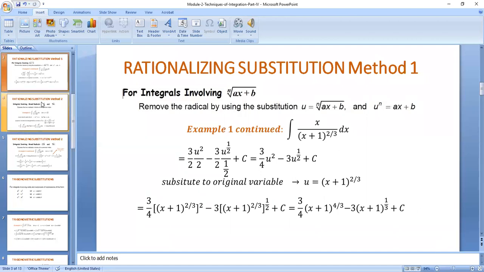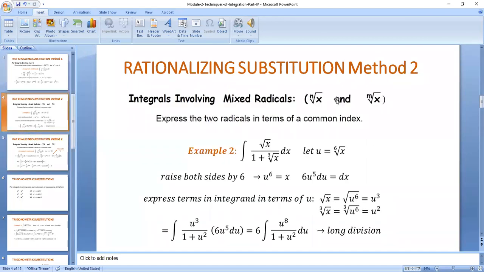The second one is when you have a mix of radicals of different roots. Any question? Okay, so if there aren't any questions, we'll have a break.